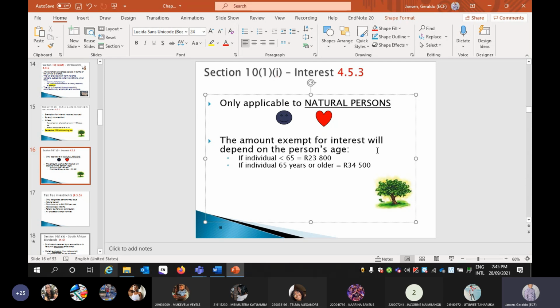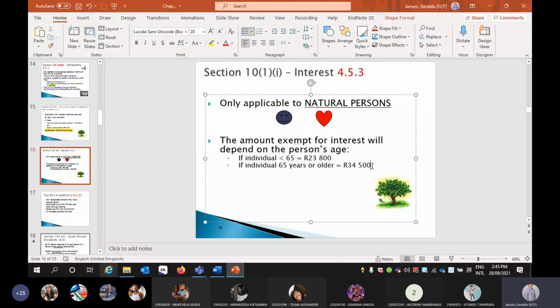The amount exempt for interest will depend on the person's age. So very important, guys. If the individual is younger than, so less than 65 years old, then you have a limit of 23,800. If the individual is 65 years or older, that person has a limit of 34,500.